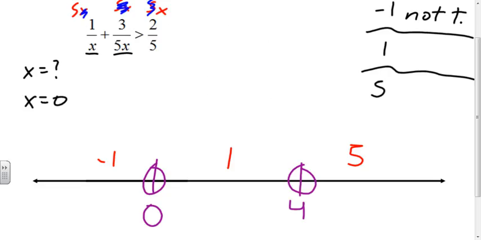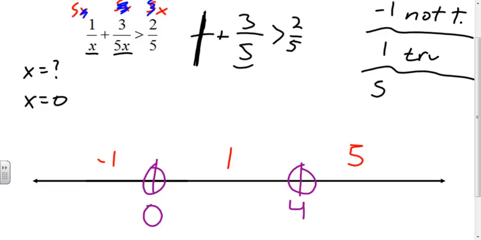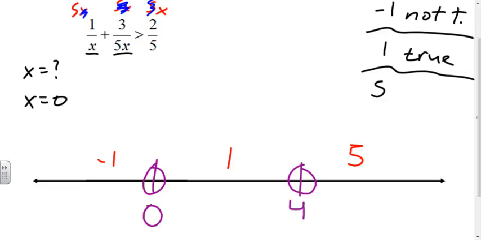All right, moving on to checking for 1. 1 over 1 plus 3 over 5 times 1 is just 5, greater than 2/5. Well, 1 over 1 is just 1. And we're adding a positive value. So 1 and 3/5 is greater than 2/5. That is for sure true. So that piece works. Now we'll check our last one of 5.